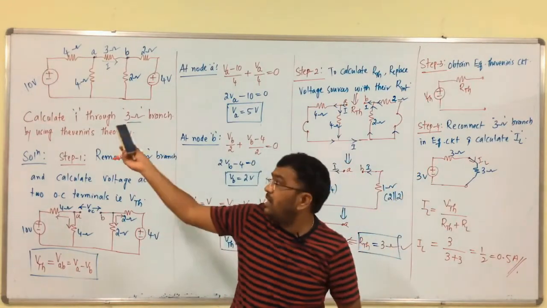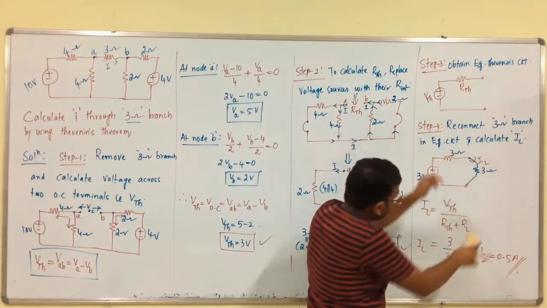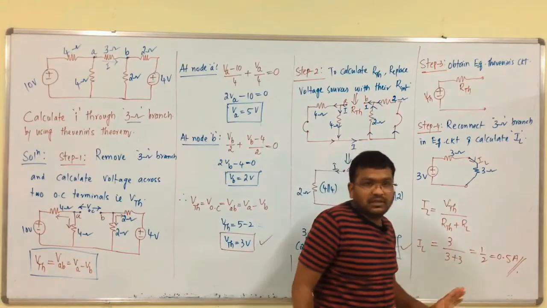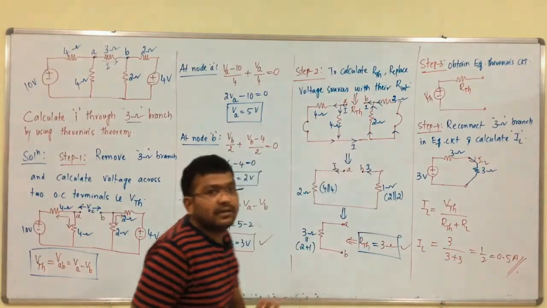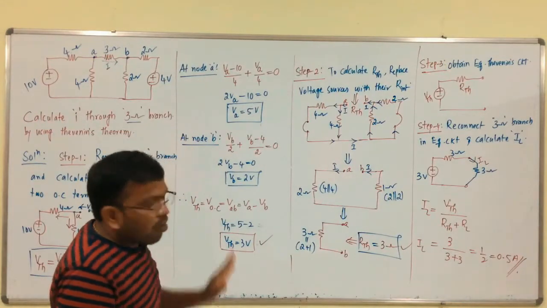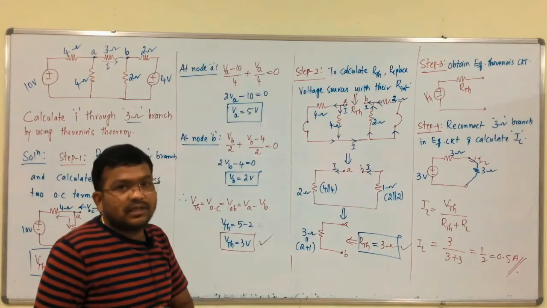What is the load resistance here? The 3 ohm branch. Connect across these two terminals and calculate the current through that 3 ohm branch, that is 0.5 amps. So, like this we have to get the answer. There is no confusion at all, simply look at the problem and follow the procedure to get that answer.